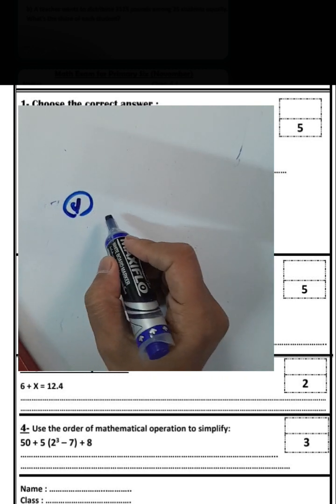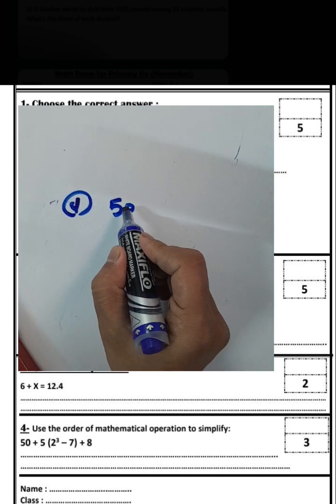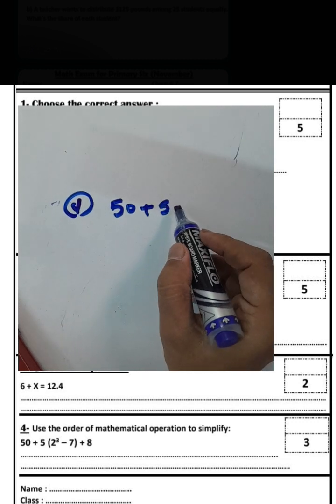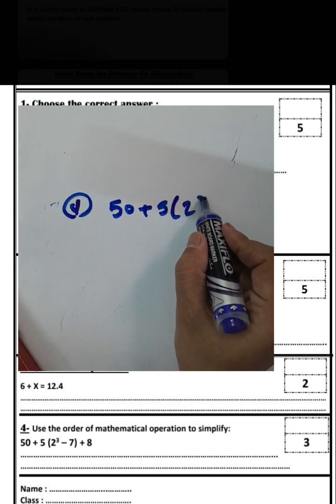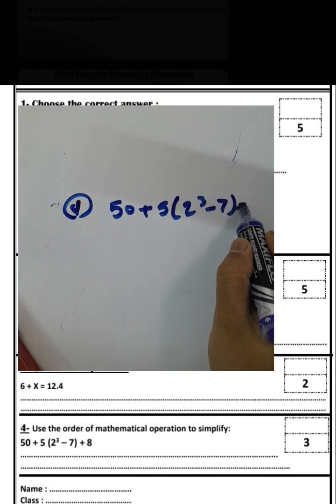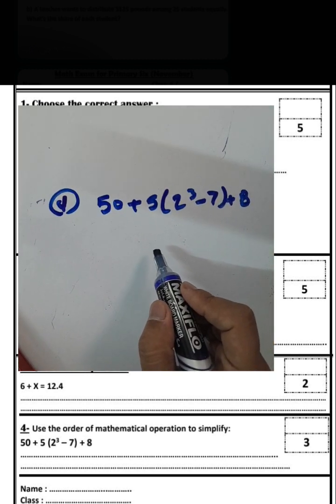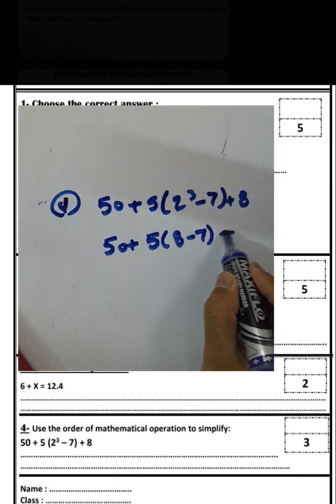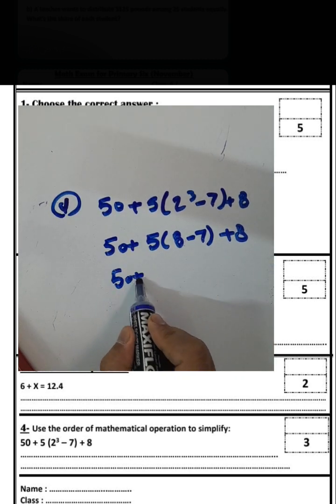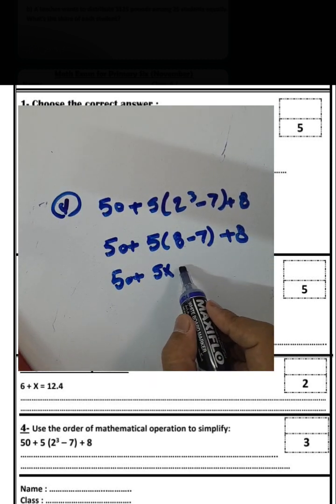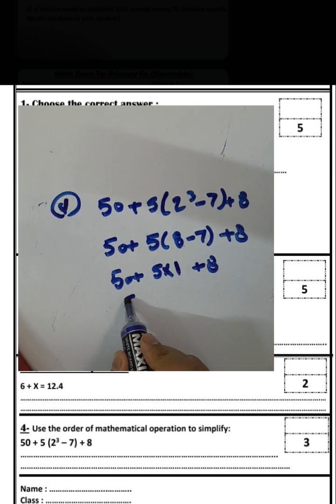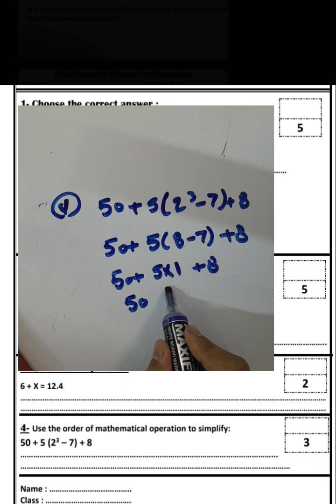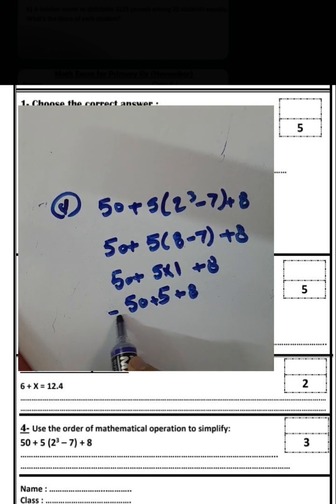Question number 4. Use the order of operations to find the result. We have 50 plus 5 multiplied by 2 power 3 minus 7 plus 8. Right, 2 power 3 will be 8. Then 8 minus 7 will be 1. 50 plus 5 times 1 will be 5, and then 8, so the result will be 55 plus 8.